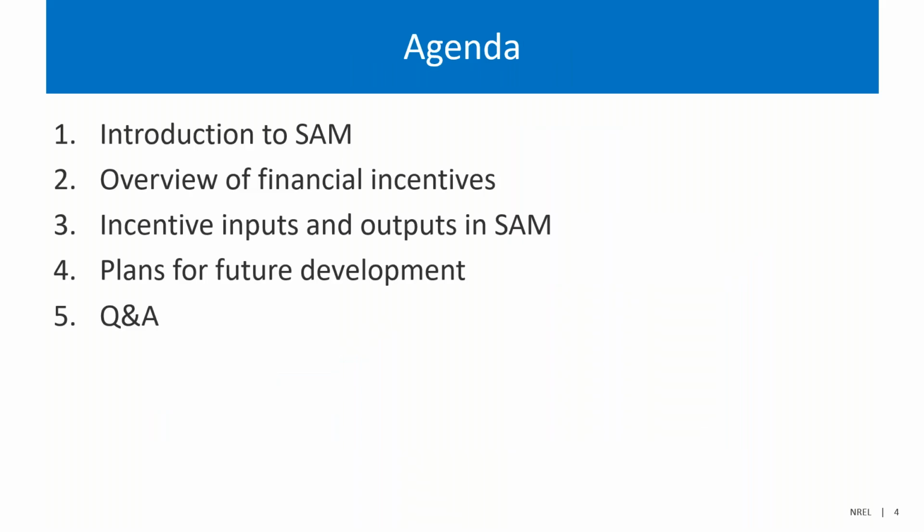So I'm going to start with a presentation that I hope will take about 20 minutes or so, and then we'll leave plenty of time for questions and answer and discussion. I'll start with a brief introduction to SAM, and then an overview of financial incentives, and then I'll show you how to set them up in SAM and where to find their effects on the model in the results. And then I'll show you what we're planning to do as far as updating the incentives for the fall 2024 release.